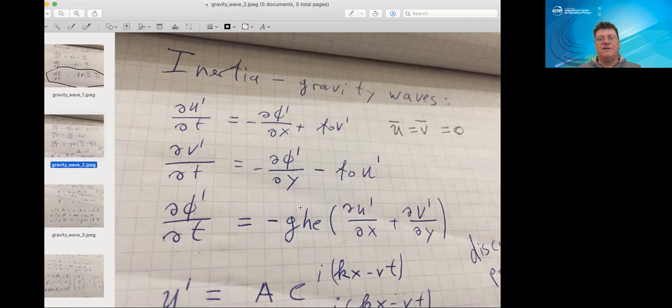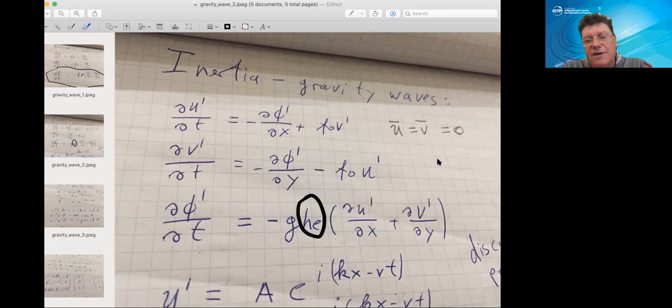And this mean height in this set of equations is called H E, some scale height of our system. So this is the set of equations for our inertia gravity waves for which we want to derive the dispersion relationship in a linearized way. You know how linearization works, right? We ignore terms that are of higher order in products in the perturbations, essentially, because we can define our initial amplitudes U primed, V primed, and phi primed such that they are so small that products of these quantities will be much smaller than all the other terms.